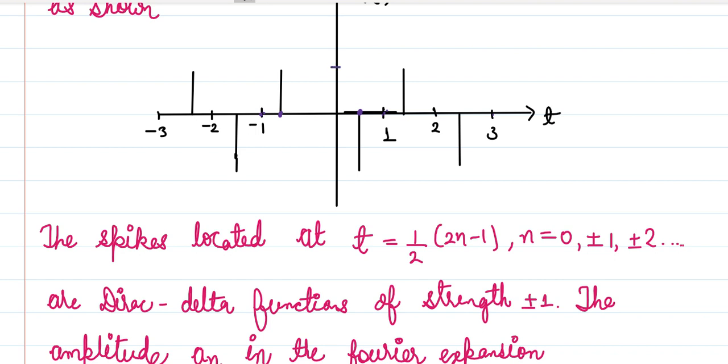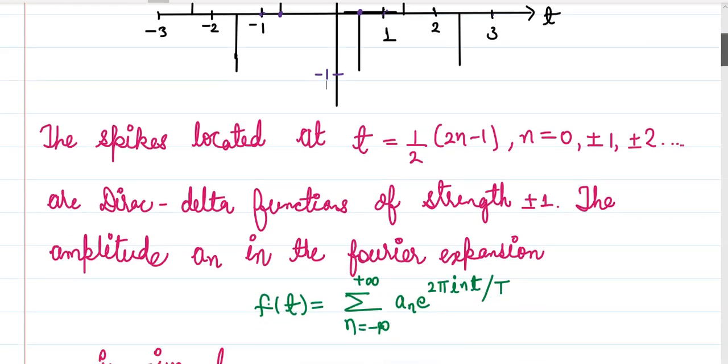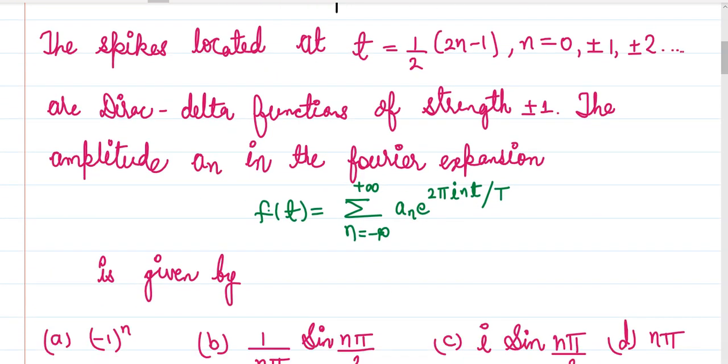ये स्ट्रेंथ कितनी है, that is plus 1 and here it is minus 1. तो जब spikes के form में आपको कोई भी graph given है, so you can easily represent that as a Dirac delta function with different strengths. So you are going to find the amplitude an in the Fourier transformation, where f of t is given by the sum from n equals minus infinity to plus infinity of an e to the power 2 pi iota nt upon T.